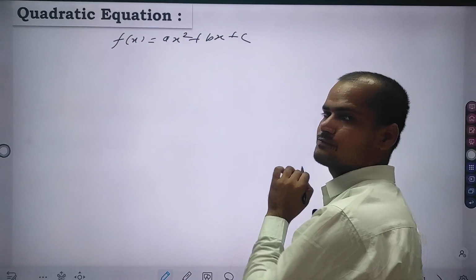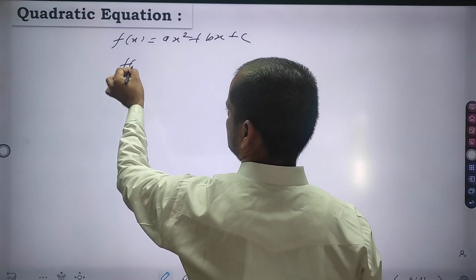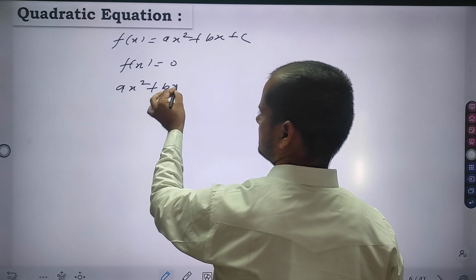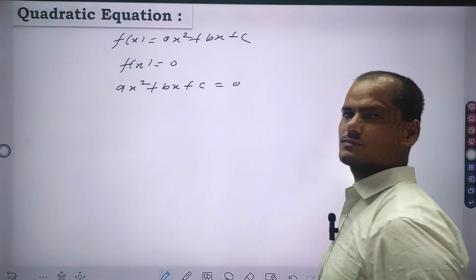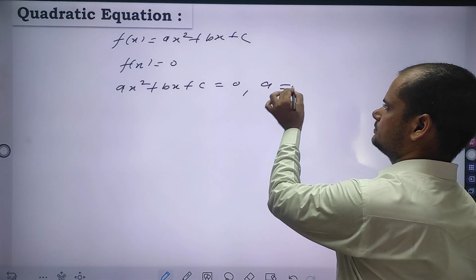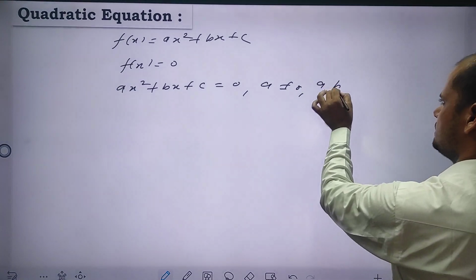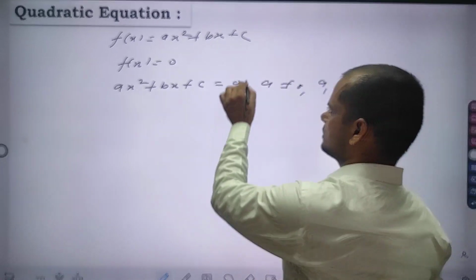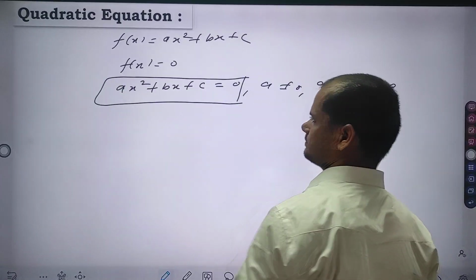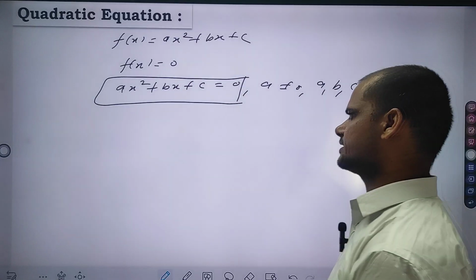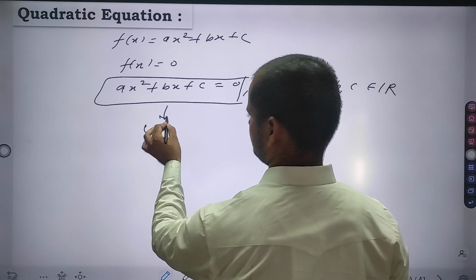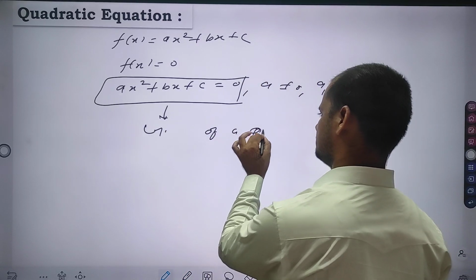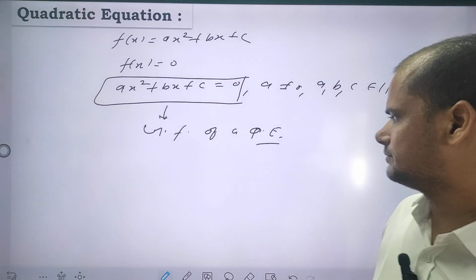Now quadratic equation. We know that a quadratic expression means f of x equal to ax square plus bx plus c, and if we put f of x equal to 0, then this will become ax square plus bx plus c equal to 0, where a not equal to 0, and a, b and c belong to real numbers. This is called a quadratic equation. This is also the general form of a quadratic equation.